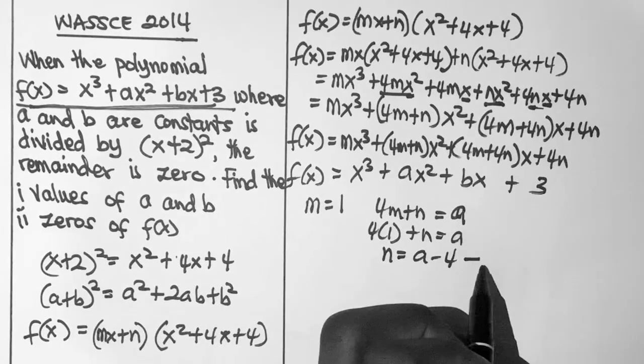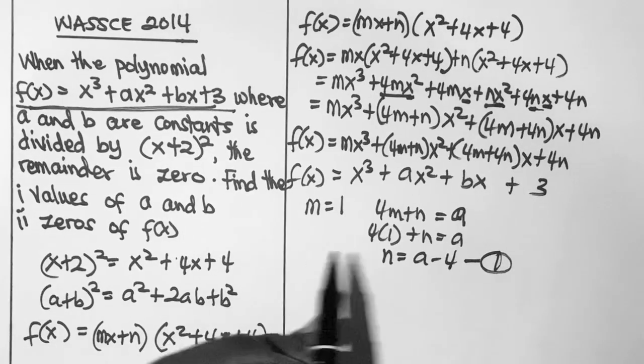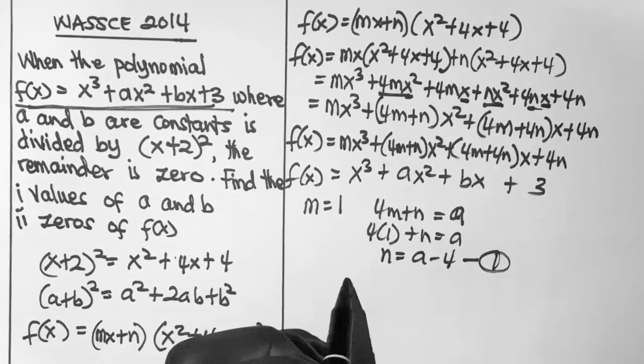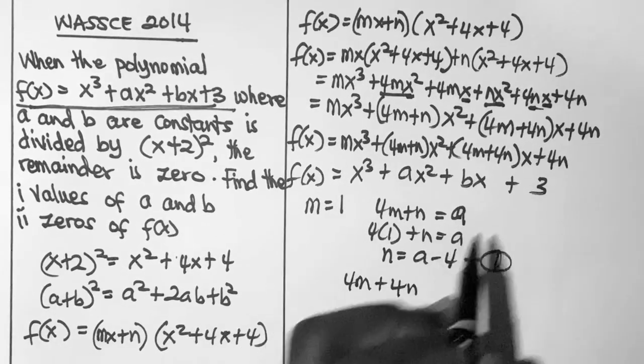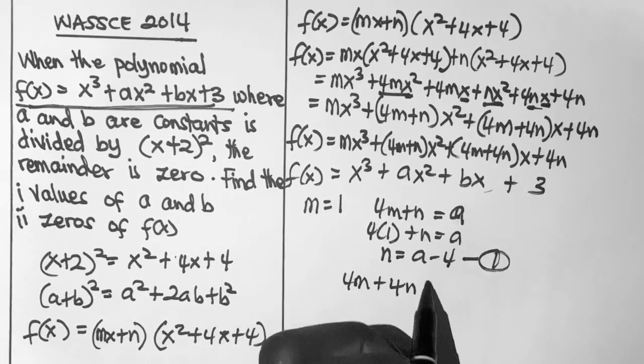So let's represent that with equation 1. Then now the coefficient of x here is 4m plus 4n. The coefficient of x here is b, so plus b.